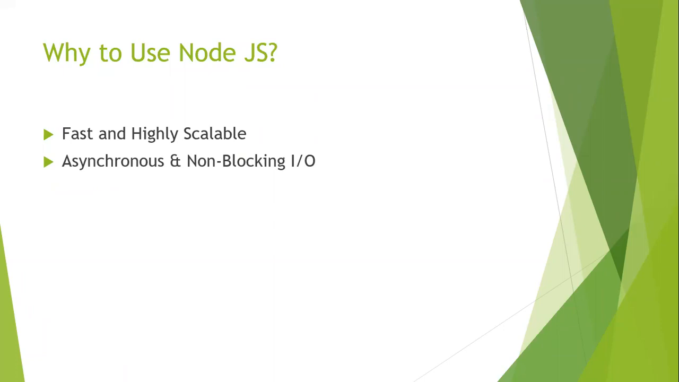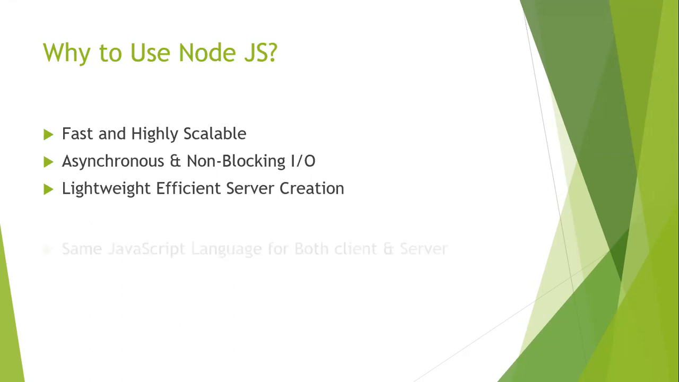So if multiple users are requesting the same data from a Node.js server, it won't block any user from fetching data. It will do it simultaneously for all the requests. Okay, that is asynchronous and non-blocking IO. We can achieve asynchronous programming in JavaScript using async await, promises, callbacks like that. And it's a very lightweight server.